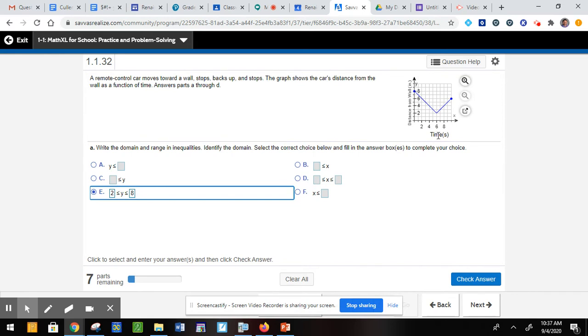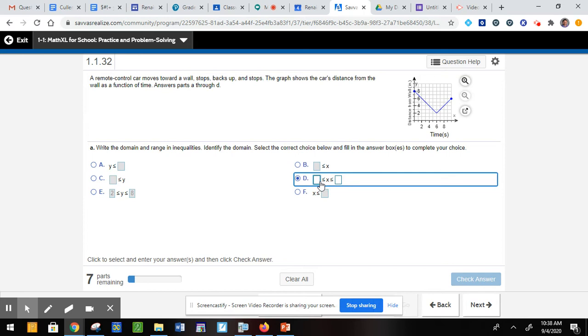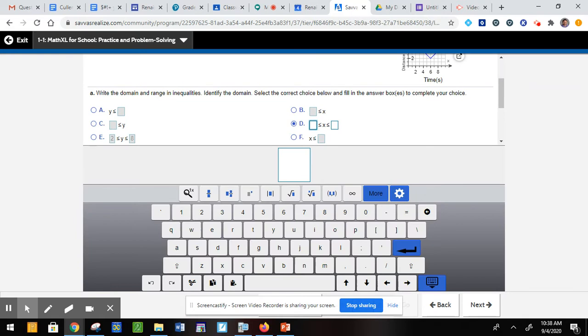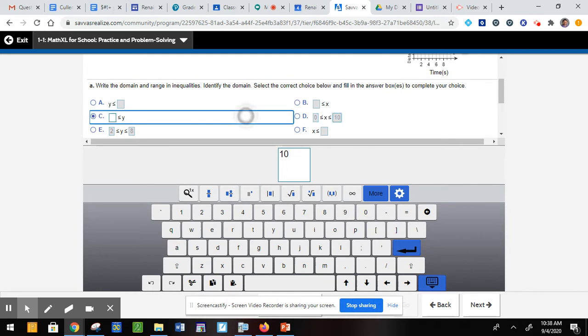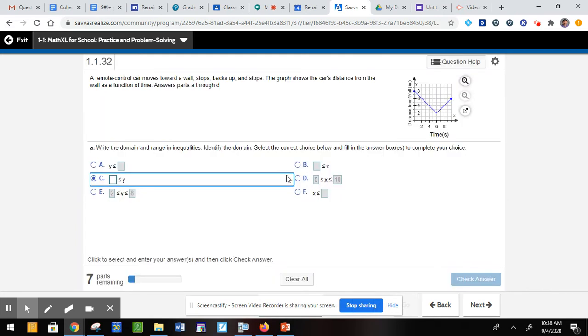And then for the domain, when we're talking about x's, it goes on the left at 0. That ordered pair has 0. And then all the way on the right, it is, well, 8, 9, 10. So it goes up to 10. So 0 to 10. And again, it does not go forever in either direction, so it has to be D. So from 0 to 10.